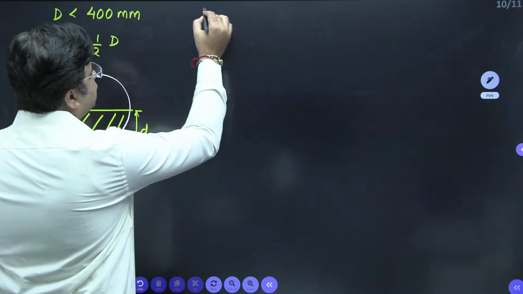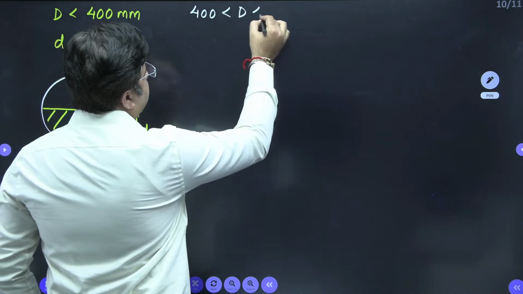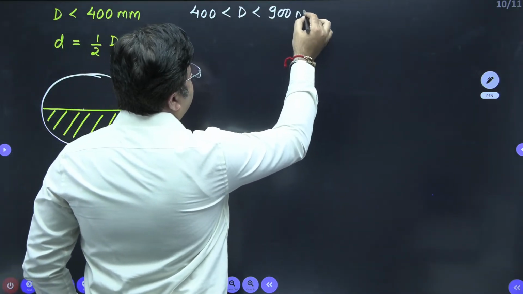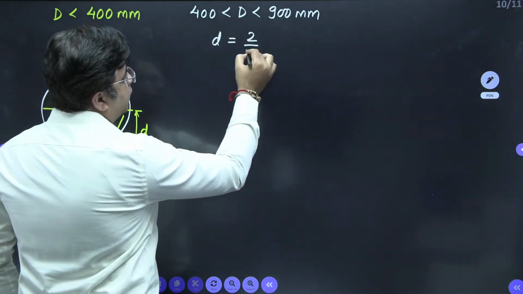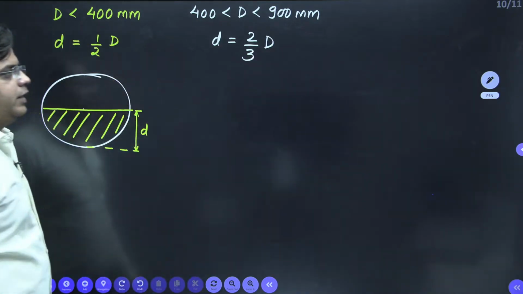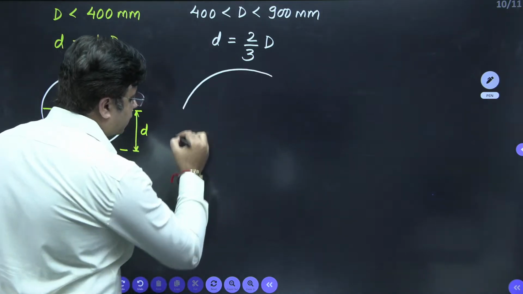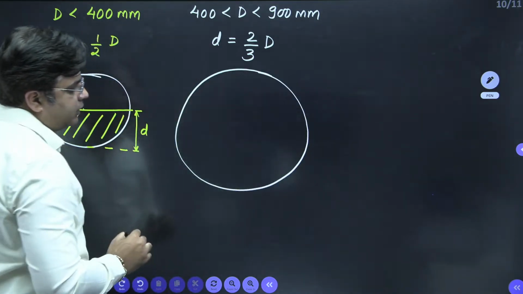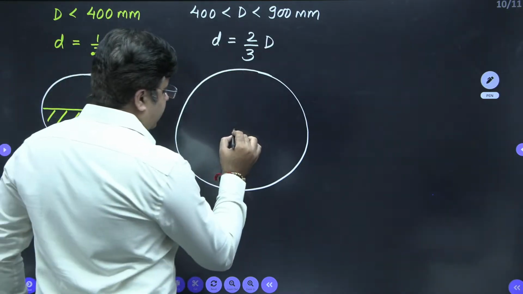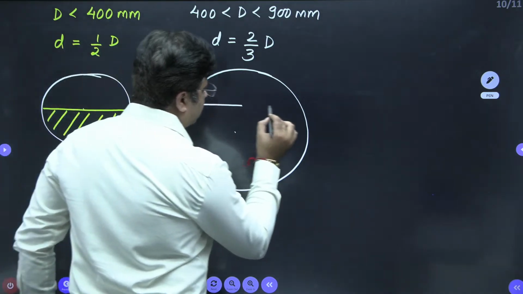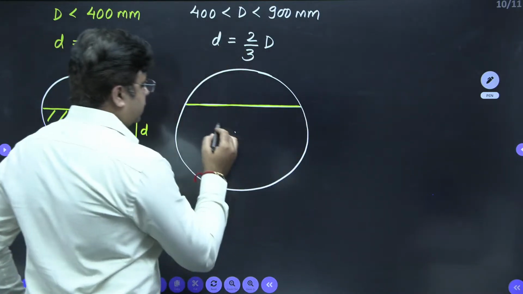Next, if your size of the sewer is between 400 and 900 mm, these sewers are designed to run 2/3 full. And what do we mean by 2/3 full? If this is the size of the sewer in the range of 400 mm to 900 mm, they are designed to run 2/3 full. So now this is my depth of flow.